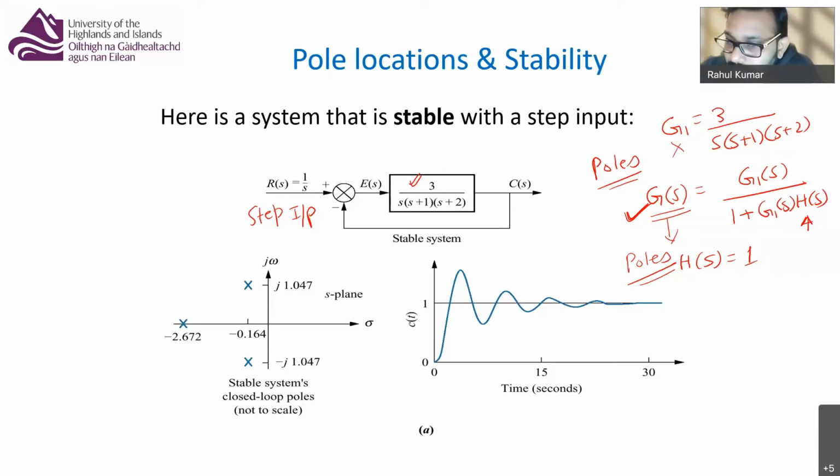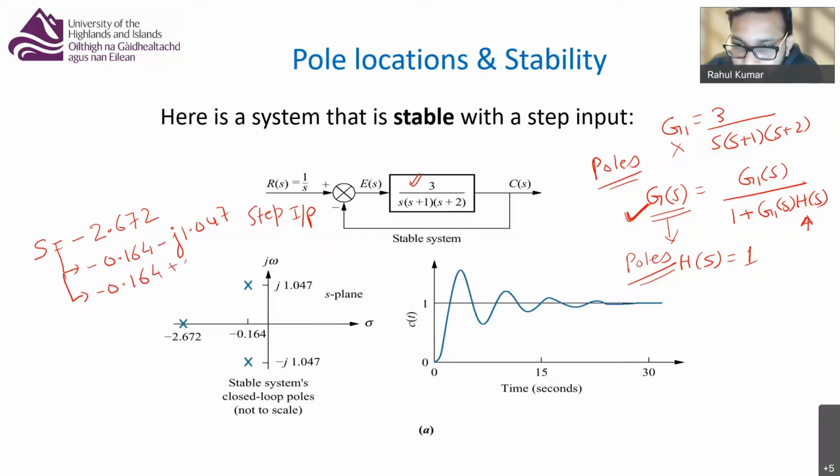If you do that, you will end up getting 3 poles for our system. One of the poles will be at s equals minus 2.672. The next pole will be at minus 0.164 minus j 1.047, and another one will be at minus 0.164 plus j 1.047. So you'll end up getting 3 poles.